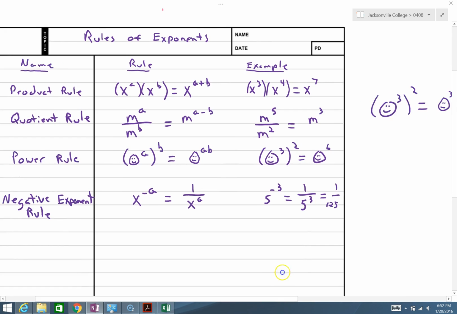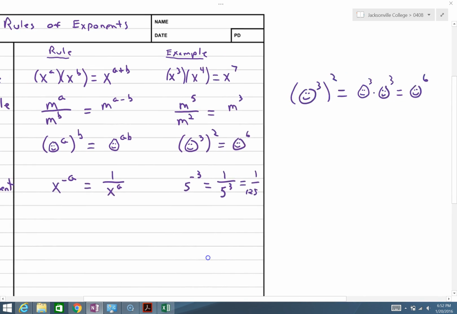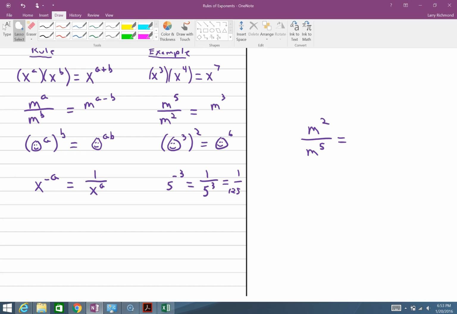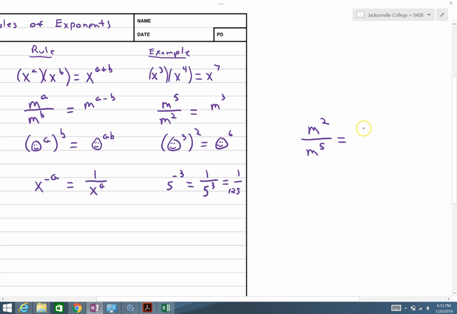All right. Why is that? Well, it turns out it's going to be an extension of this quotient rule. Let's go back and look at this example we had here, but let's flip this over. Let's think about if we had m squared divided by m to the fifth. Well, we know that m squared is m times m. We know that m to the fifth is 5 m's multiplied together.